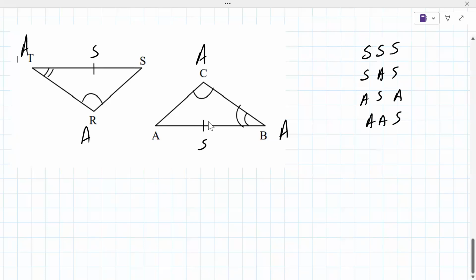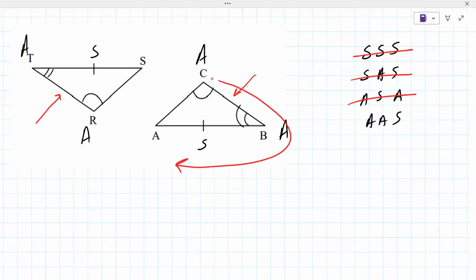Well, I don't see the side between the angles. I see here are the two angles. The side between them would be this side. Oh, so no. It can't be any of the first two because it's got two angles in it. So is it angle-angle-side? Yeah. So you've got to be careful about the path, right? It's angle to angle to side.